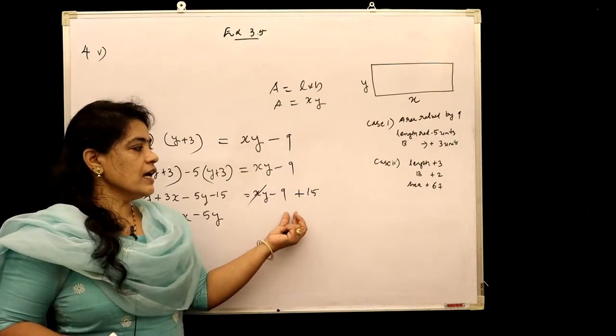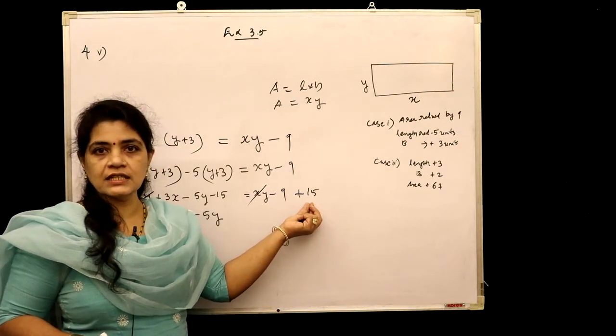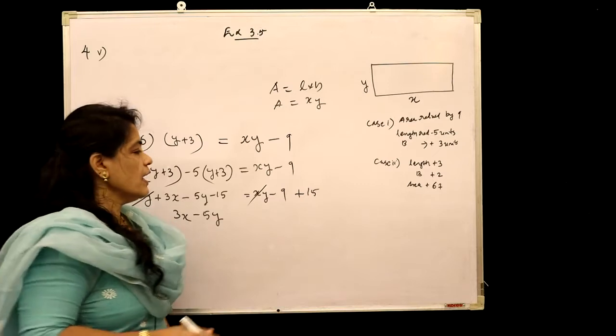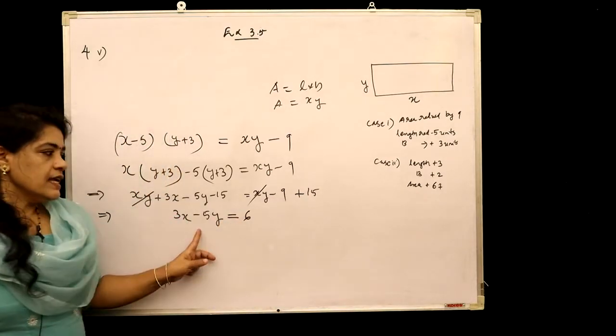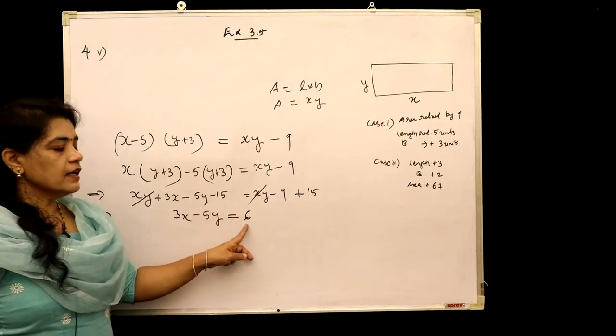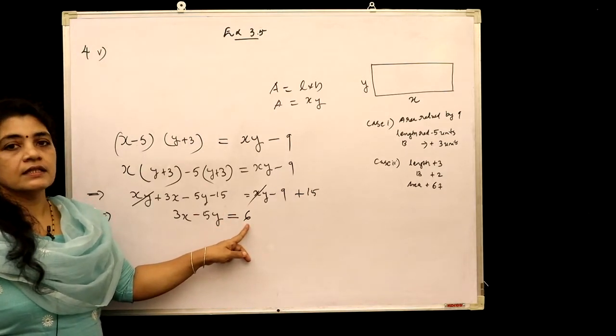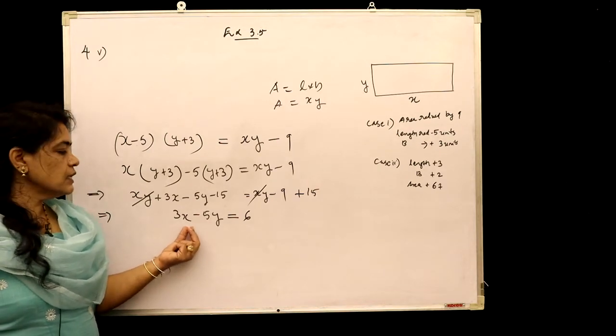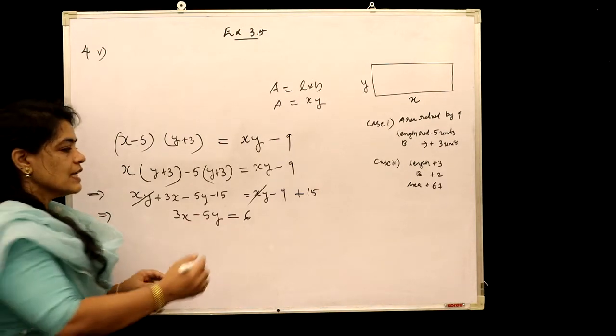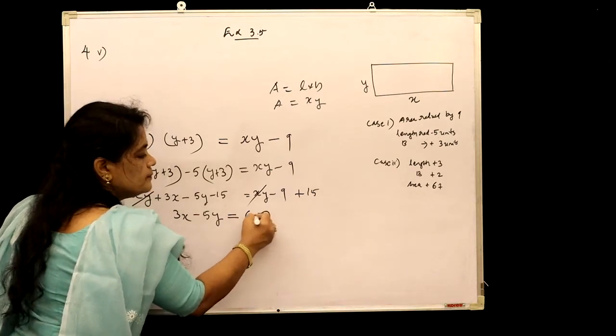So negative 9 plus 15 is 6. Okay, that is positive 6. So 3x minus 5y equal to 6. This is the first equation, since we can't simplify further because there are no common terms. So this can be equation number 1.